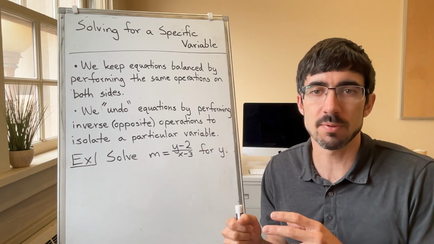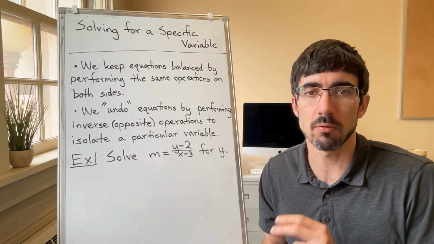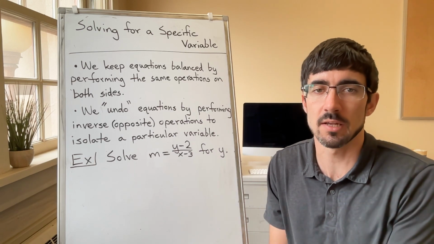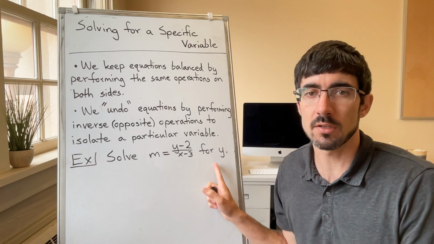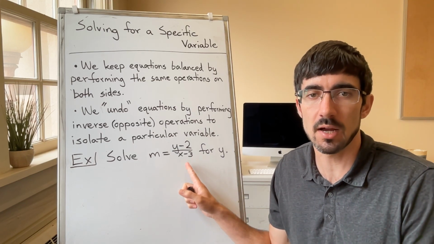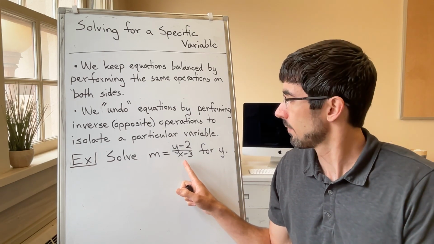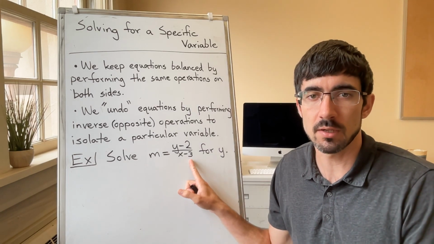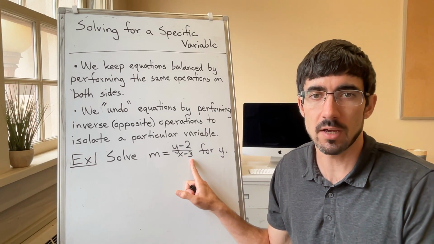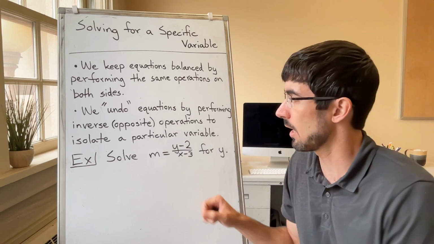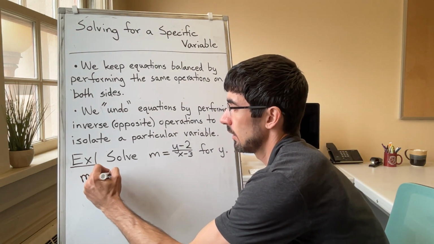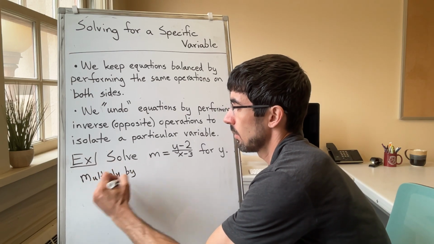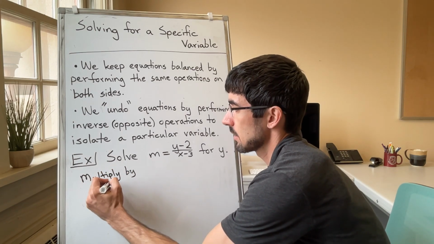Let's look at two specific examples. Both of them are rational equations in this case. So I have one equation given here. There are several different variables. I want to solve for y, which means I want to isolate y. This is a rational equation because I have this denominator of x minus 3, and I'm going to go ahead and multiply by the LCD in order to clear the fractions. So I'm going to multiply both sides by x minus 3.